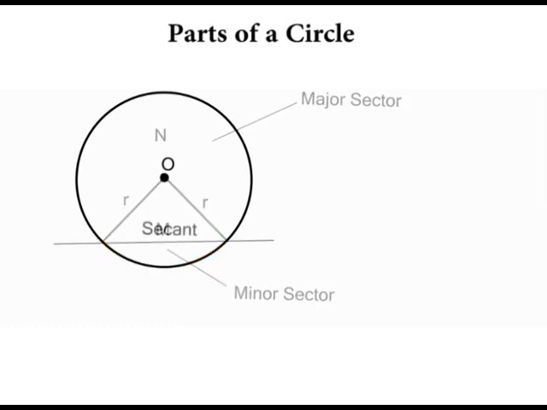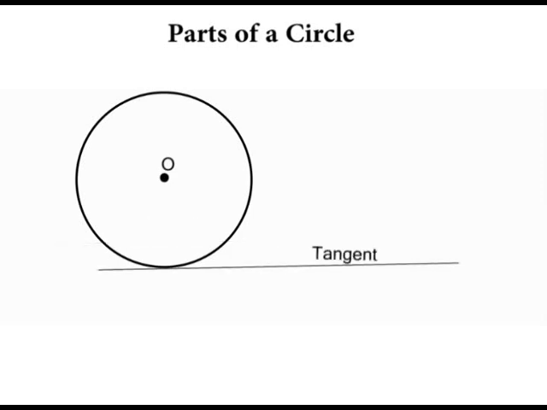When the chord cuts through the circumference, it's called a secant. A tangent is a line that passes outside the circle and touches the circle at only one point. So it's like the circle is standing on the tangent line.